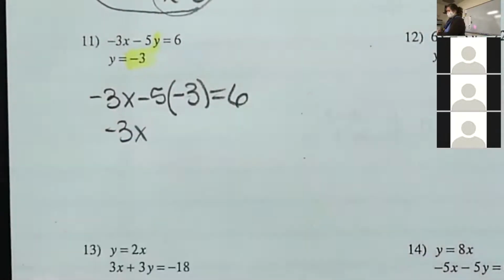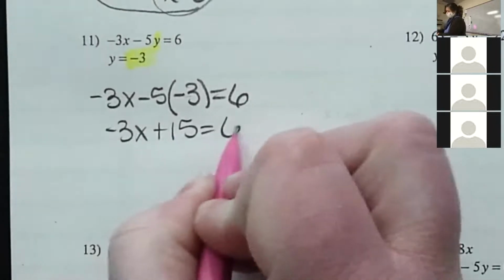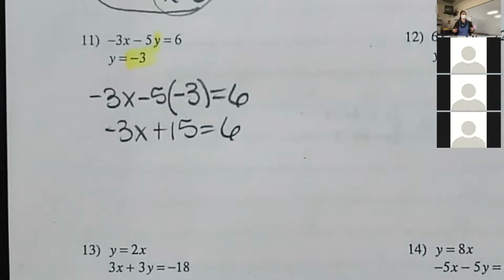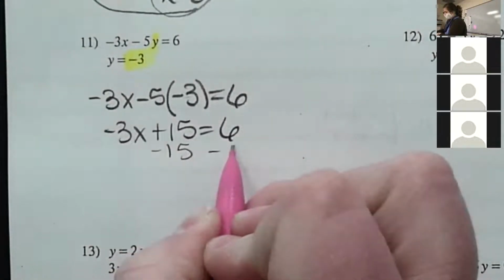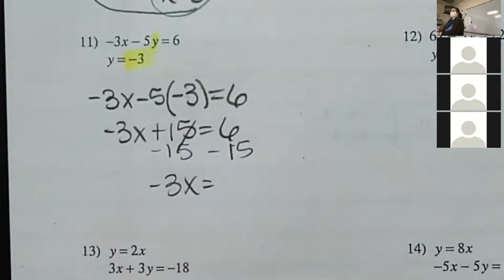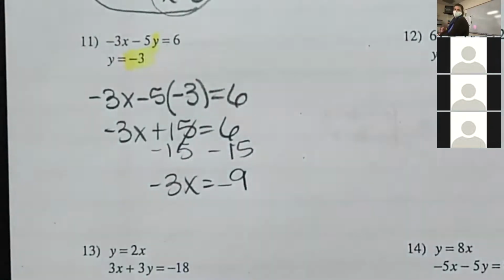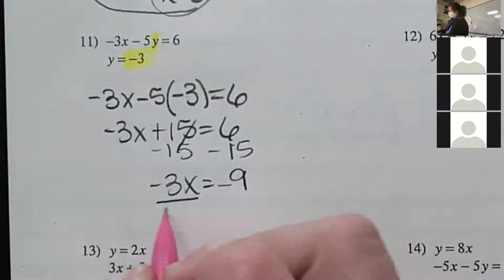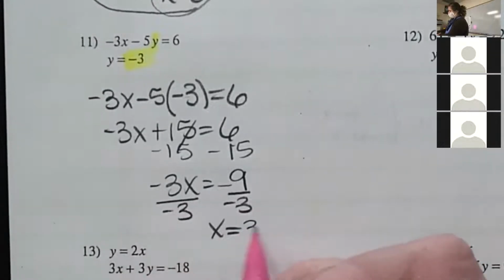So I have that negative 3x, nothing happened to that. What's negative 5 times negative 3? Yeah, positive 15 equals 6. Now I just got to keep solving for x. What's the next step? Subtract the 15 first. Yep. What's 6 minus 15? Negative 9. Now what? Divide by negative 3. What's x? X is a positive 3.